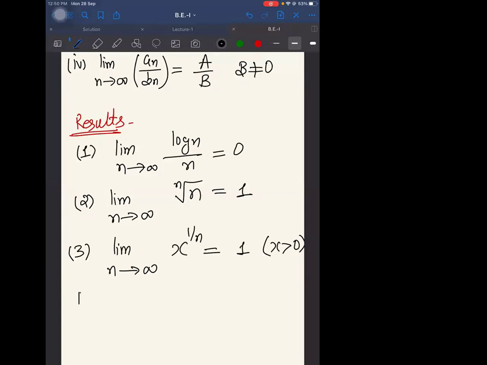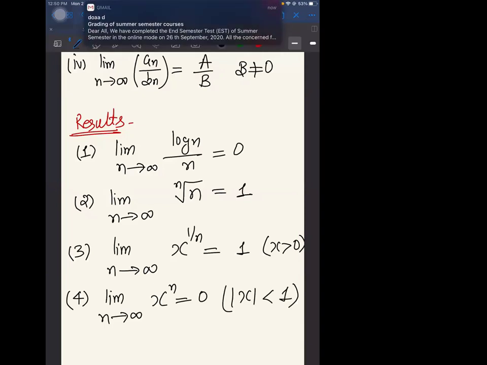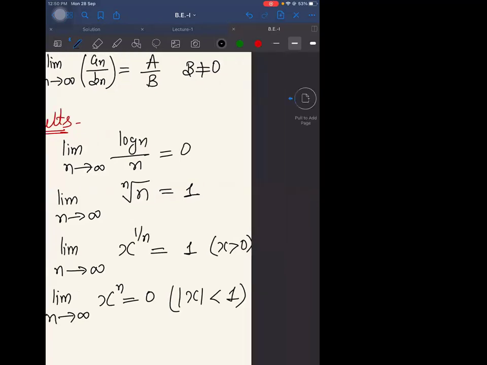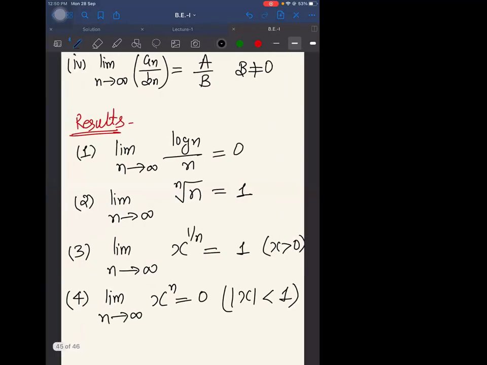Fourth one, which we have already done: x to the power n would be 0 if mod x is less than 1. That means a number lying between -1 and 1, you keep on increasing its power. So as n tends to infinity, x to the power n will come out to be 0. True?